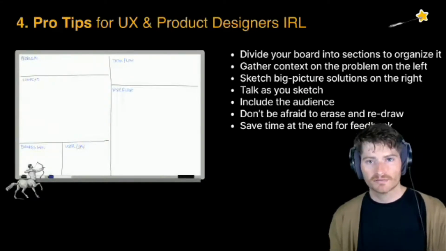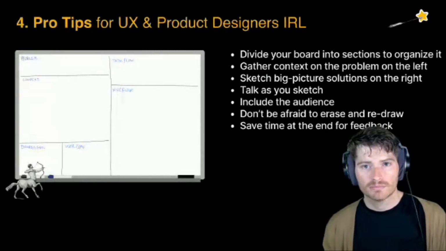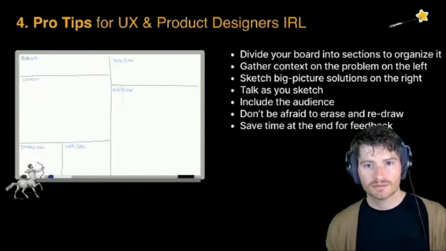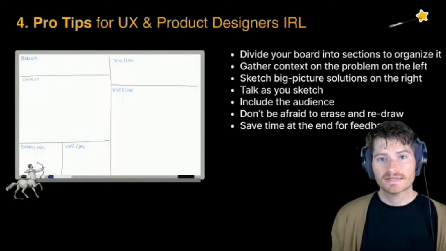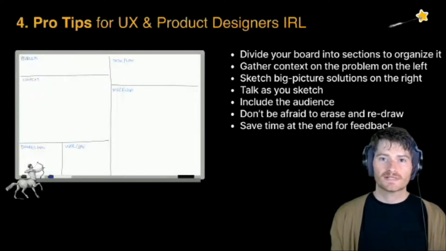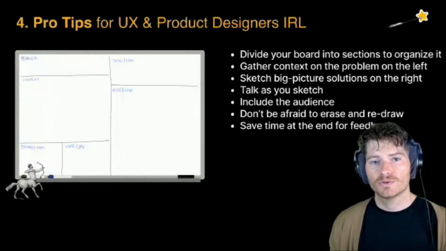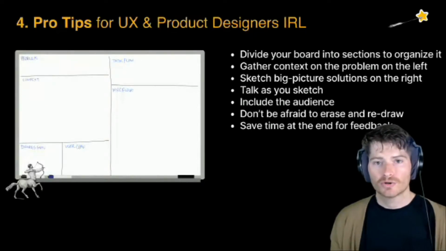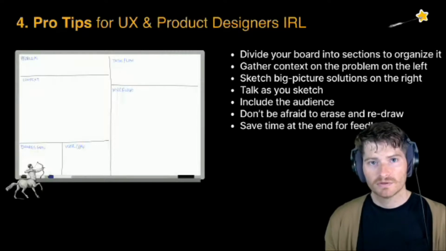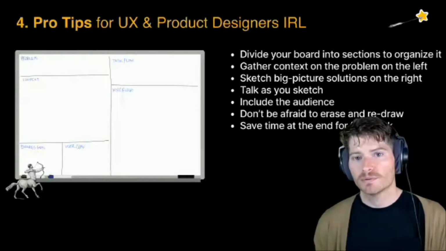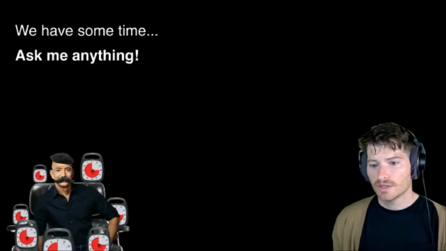Don't be afraid to erase and redraw. It doesn't have to be final. You can erase whiteboards. Grab a little eraser, fix it, move on. That's called an iteration, and we love that. Save time at the end for feedback. This is that close-the-loop thing. So this will be something you can use if you want to go into your whiteboard challenge with a little bit more thinking, a few tips from an ex design manager, and this might be able to help you out. So I hope that this is useful for you.